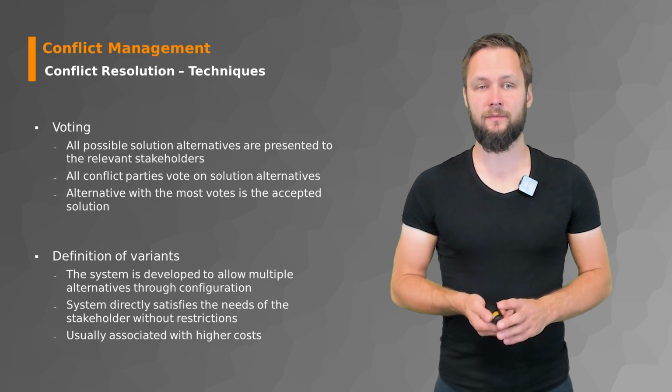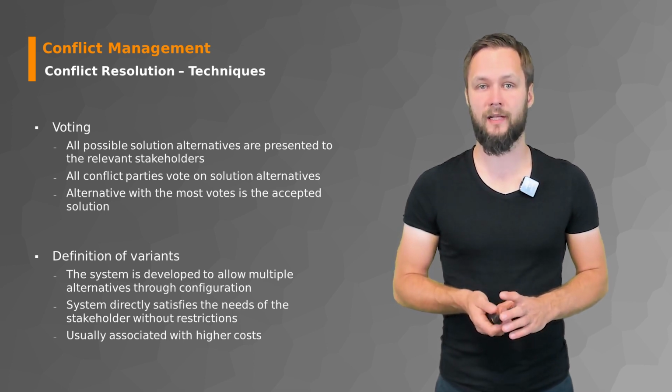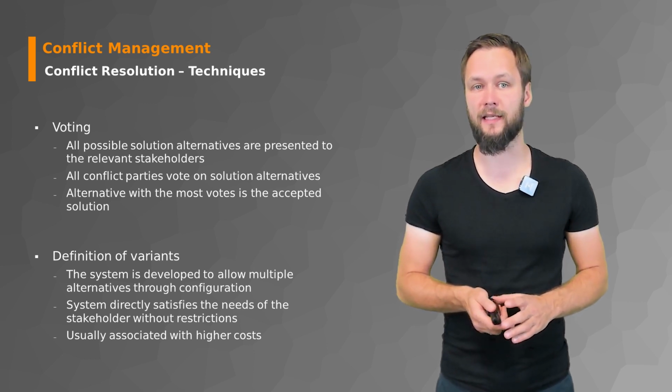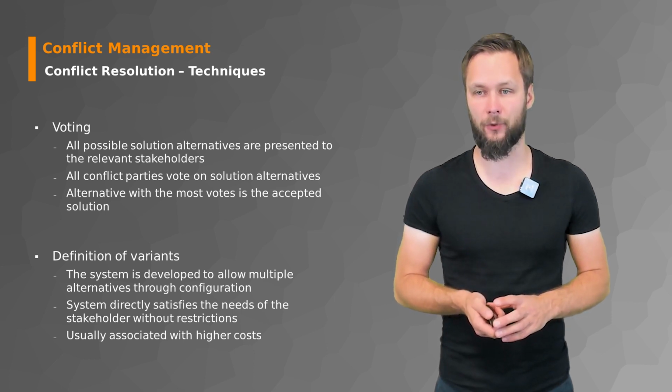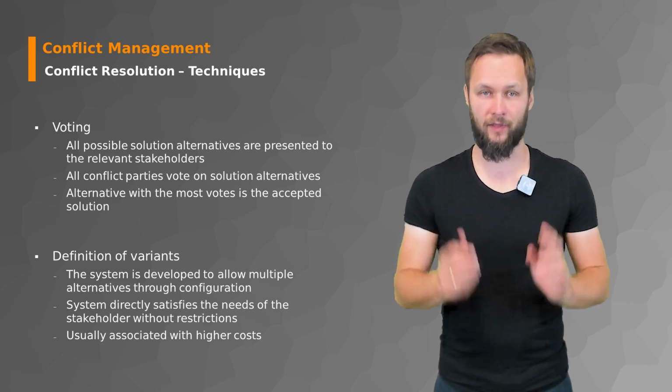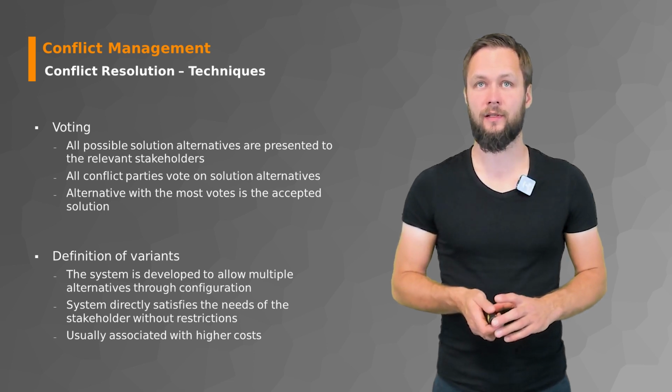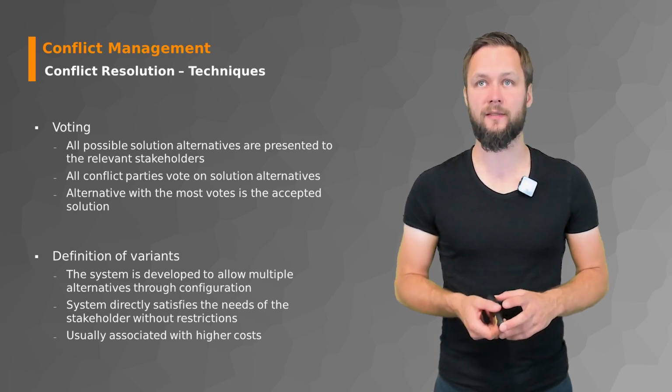Definition of variance is closely related. The system is developed to allow multiple alternatives through configuration. The system directly satisfies the needs of the stakeholders without restrictions, usually associated with higher costs. And another downside is that it often is not feasible to implement that in the first place.